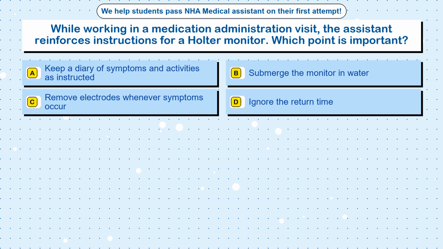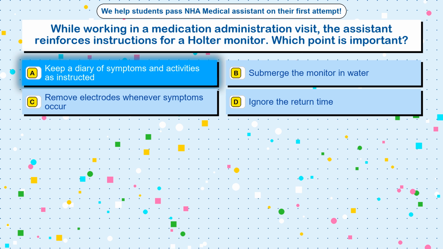Question 17. While working in a medication administration visit, the assistant reinforces instructions for a Holter monitor. Which point is important? Option A. Keep a diary of symptoms and activities as instructed. Option B. Submerge the monitor in water. Option C. Remove electrodes whenever symptoms occur. Option D. Ignore the return time. The correct answer is option A.